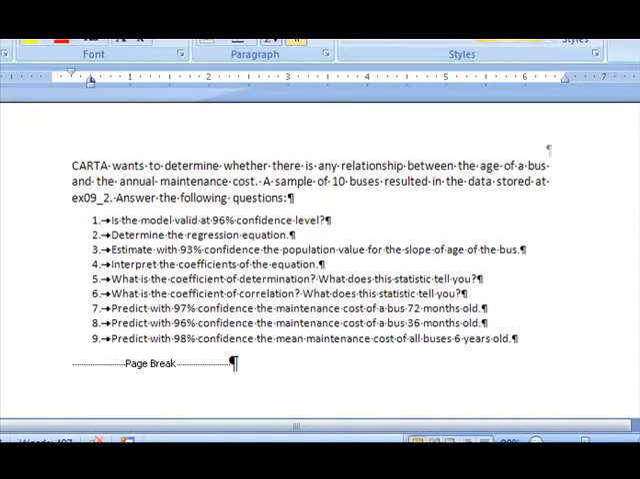We're going to see an example with simple regression where we have only one dependent variable, which is y, and one independent variable, x. In this example, as you can see, we have Carta, and they want to see if the maintenance cost of a bus depends on the age of the bus. So in this case, age is the one that's going to affect the maintenance cost. Age will be your independent variable x, and y will be your maintenance cost. Is the model valid? Test at 96% confidence.